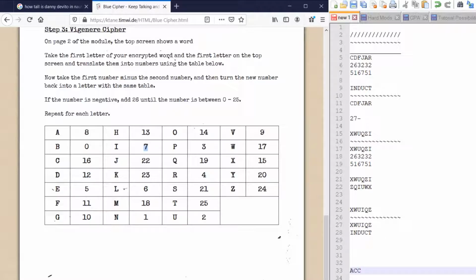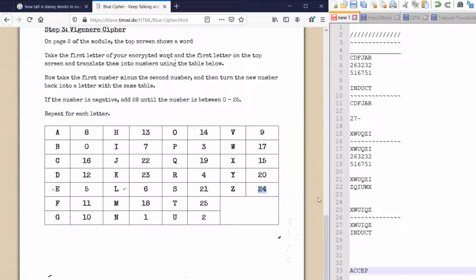We have 7, which is India. Subtract Uniform, which is 2, that gives us 5. So, the 5th letter is an Echo. Okay, we take Quebec, which is 19. Subtract Charlie, which is 16. That gives us 3. So we have a P, since the 3rd letter is a P. 19 minus 16 is 3. Yeah, 3rd letter is a P.